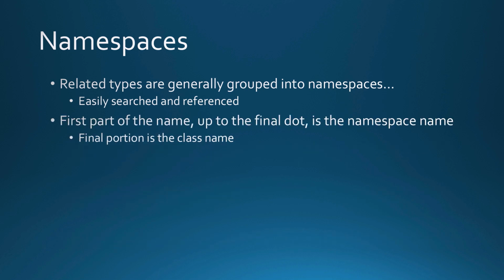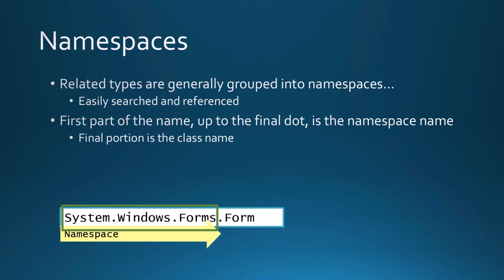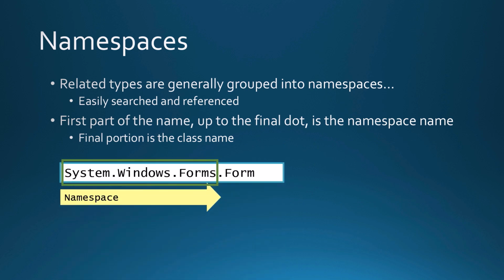So the first part of the name up to the final dot is the namespace name. The final portion is the class name. So for example, System.Windows.Forms. That's the namespace piece. And then after that last dot is the name of the class, in this case, Form.